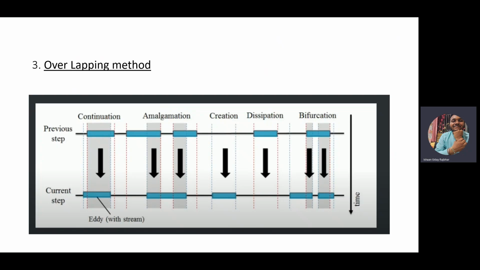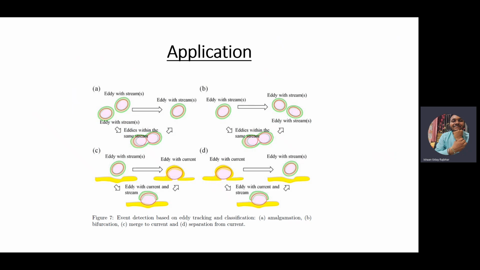And the last is bifurcation or split. An eddy from the previous time step corresponds to two eddies in the current time step. So this basically means that a larger eddy has split into two smaller eddies. Now the application. The last overlapping algorithm was used, and these are the results that were obtained. We can see amalgamation, bifurcation, and merge and separation that we were talking about in the previous slide.